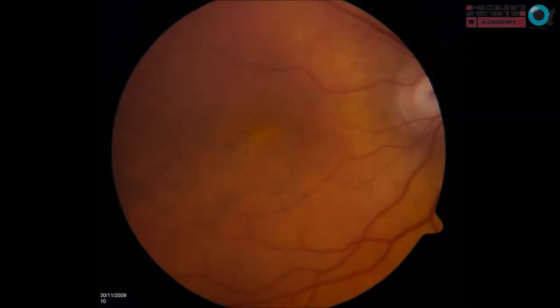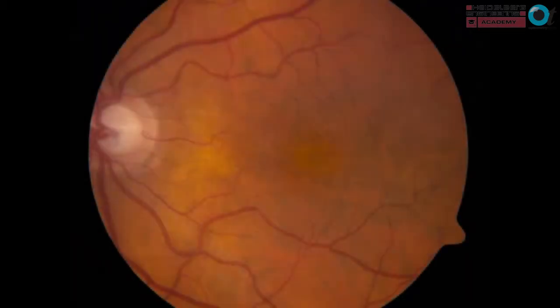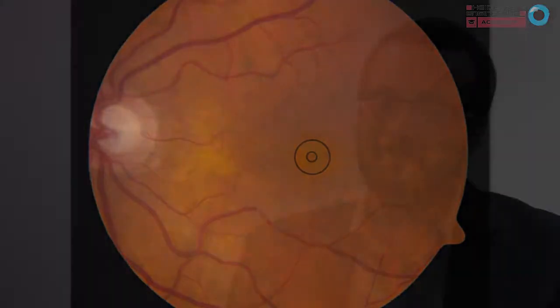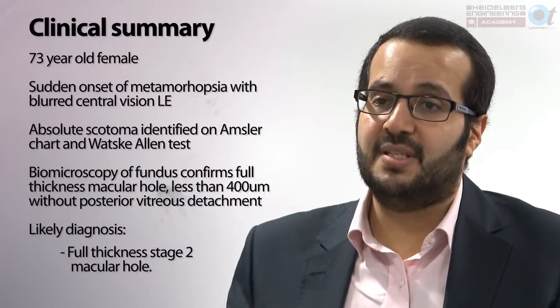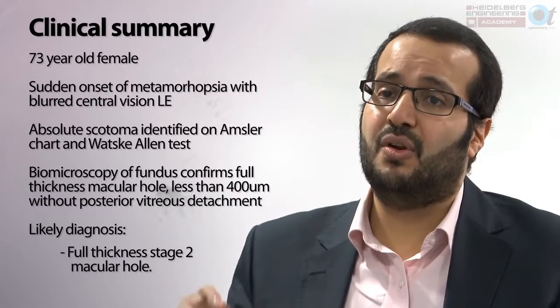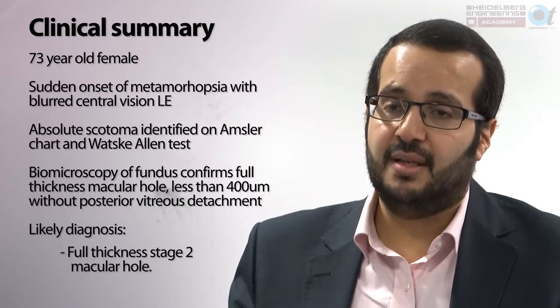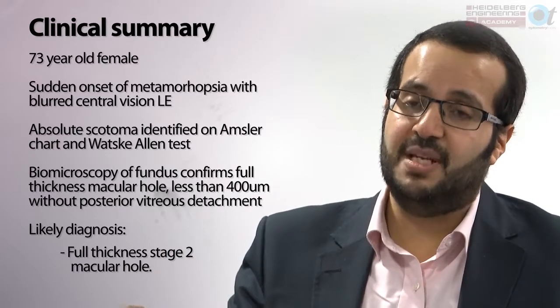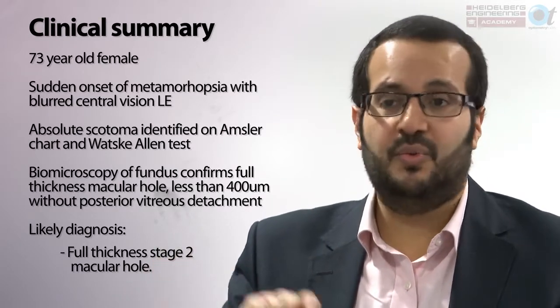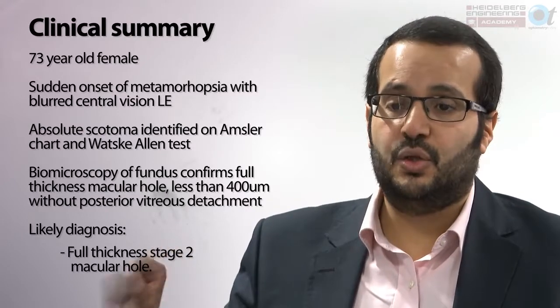This is her right colour fundus photograph, which essentially is normal. And in the left, if I can draw your attention to the central macula, you might just be able to see a small hole. I'm highlighting it here with some drawings. So in summary, this is a 73-year-old female with sudden onset of distortion, with an absolute scotoma on the Amsler chart. And when you look at the biomicroscopy, she has a full thickness macular hole. So we're looking at a stage 2 macular hole.